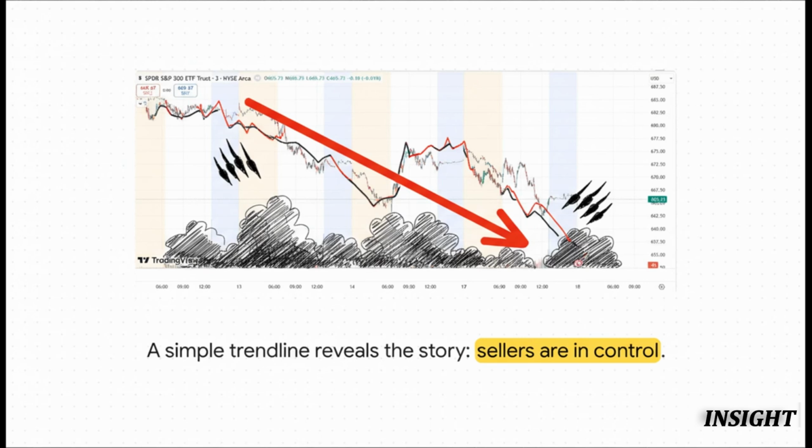And watch this. You draw one simple line and boom, the story's direction becomes crystal clear. This downward trend line just confirms that bearish narrative. From this moment on, every other piece of information gets viewed through this lens. The expectation is set. Sellers are running the show.